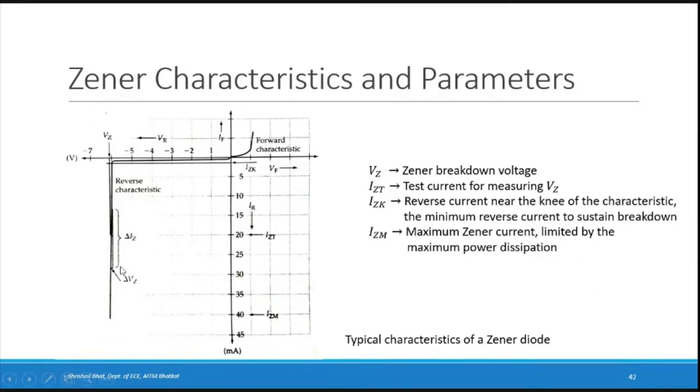Then there is a very, very small rate of change of voltage, delta VZ, and delta IZ, the change in the current and the change in the voltage. To measure the impedance, we will use that. Then IZT is some test current for measuring VZ at a particular value. We will take the test current and find the change in the voltage and change in the current. Right? This is the reverse characteristic or typical characteristic of a Zener diode and some of the parameters. VZ is the Zener breakdown voltage, IZK is the reverse current near the knee, IZM is the maximum Zener current, and IZT is the test current, some random value that we choose.